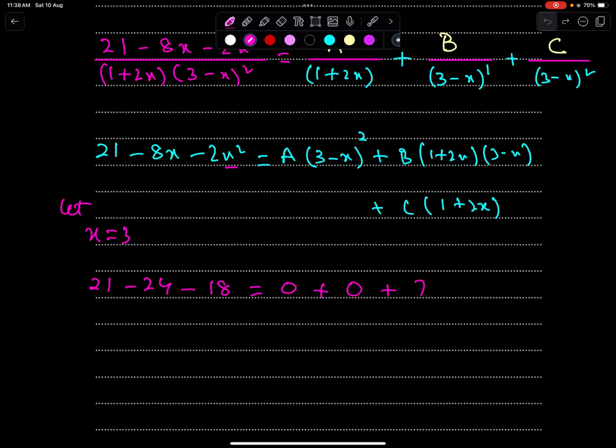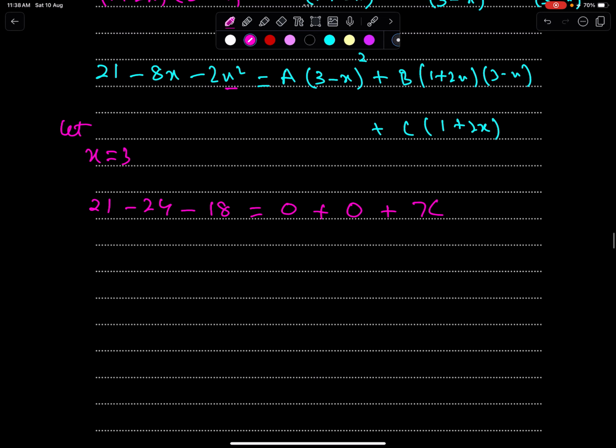Now simplify the left side. This will become minus 3, and minus 18 minus 3 makes minus 21. So C is minus 3.